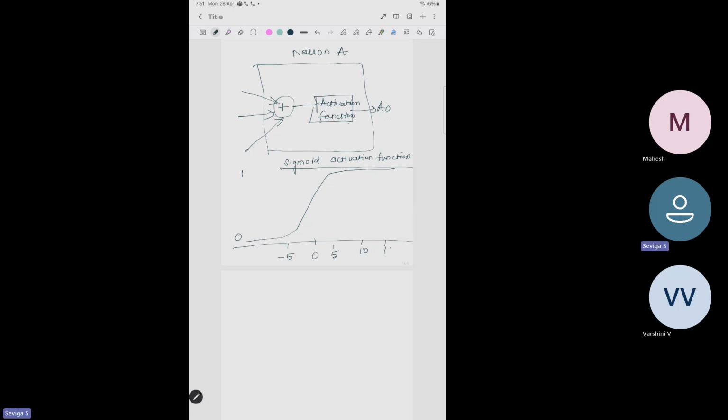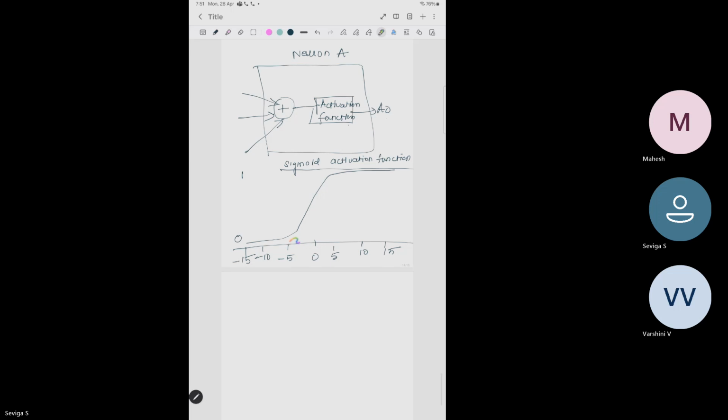If you look at the sigmoid function, after minus pi, it is close to 0. After plus pi, this value is close to 1. Between minus pi and plus pi, the values form an S-shaped curve. They are blended smoothly. So that's how it got the name sigmoid. So this is a sigmoid function.